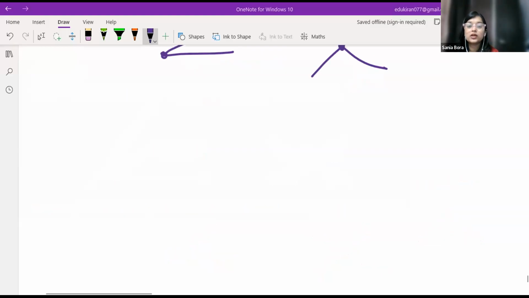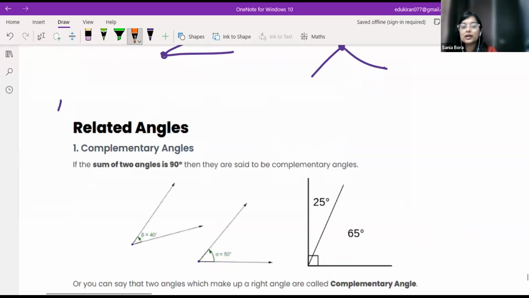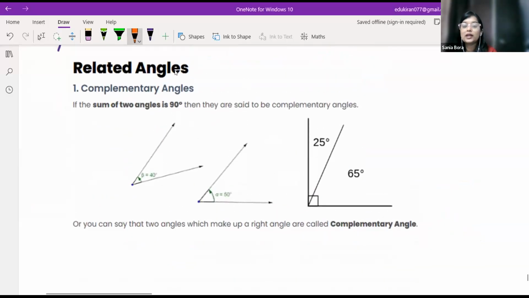So there are different types of angles. Now let's understand what they are. The first type of angle is the complementary angle. When you add two angles and the sum comes to 90 degrees, they are called related angles. The first type is the complementary angle.